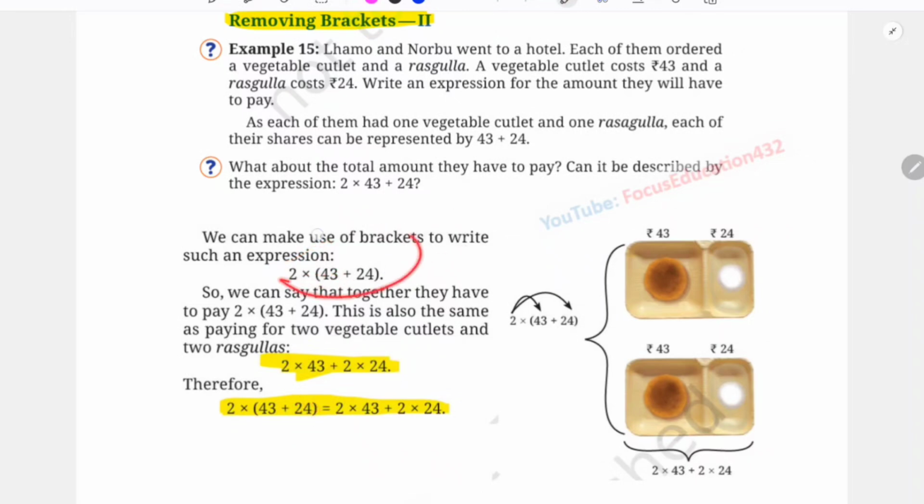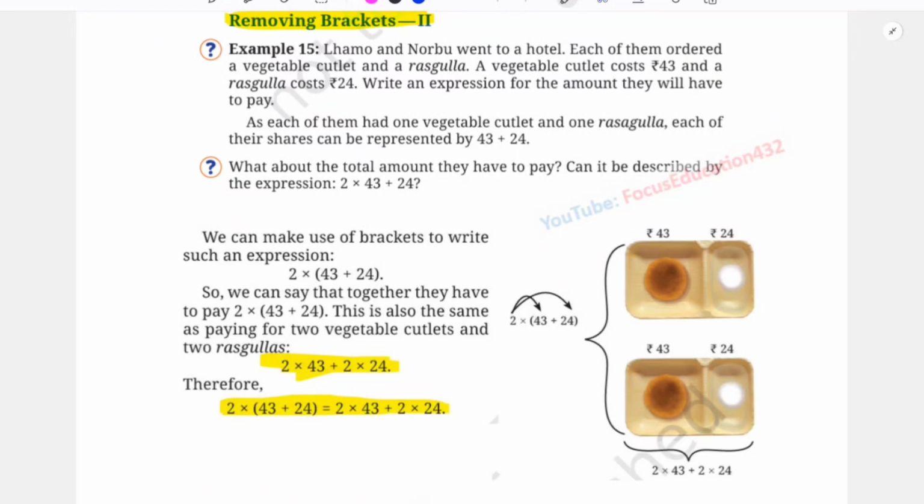So this is the same as 2 multiplied by 43 plus 2 multiplied by 24. That means 2 times 43 and 2 times 24, because 2 cutlets cost 2 times 43, and 2 rasgullas cost 2 times 24. So finally we get this expression: 2 times (43 plus 24) is equal to 2 times 43 plus 2 times 24. This type of property is known as the distributive property. In this textbook it is not given, but in the earlier books it was given.